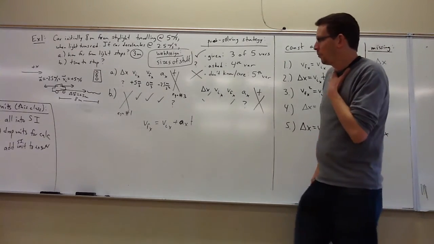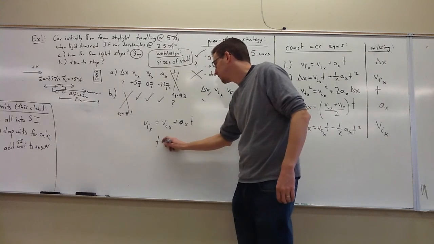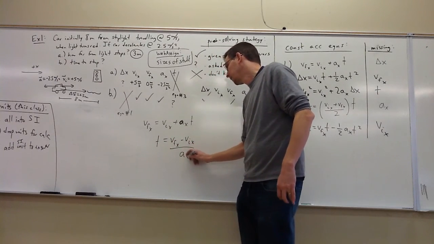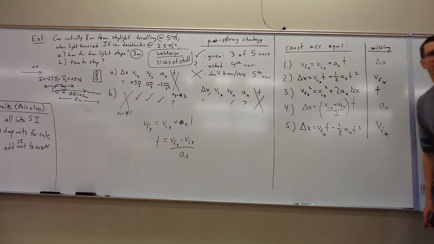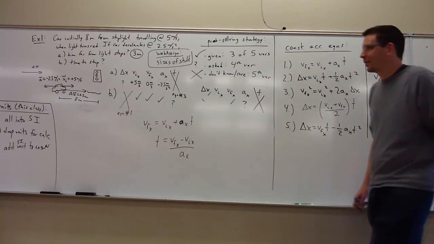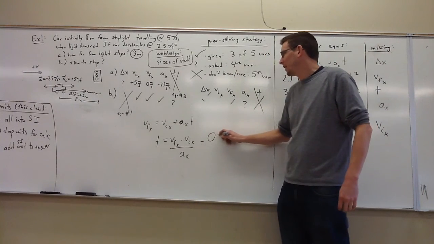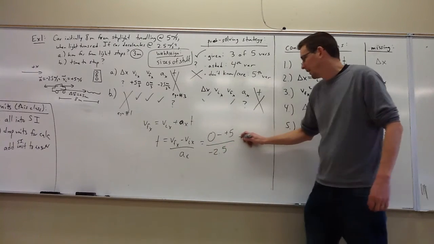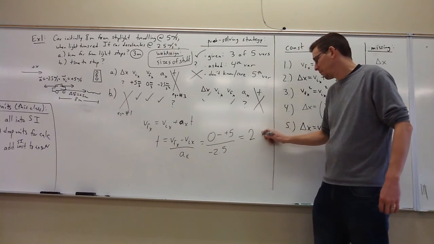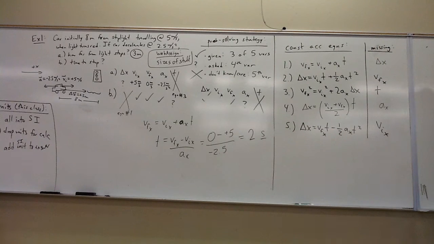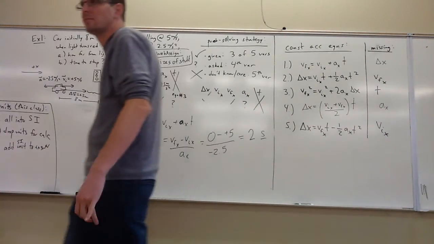Okay? I'm looking for the time, so I solve for the time in this equation, and then I'm going to take advantage of the fact that plugging in units is just kind of a big waste of time, so let me just plug in 0 minus positive 5 over negative 2.5. I divide those, I get 2. I throw on, it's a time, 2 seconds. What's the time to stop? 2 seconds. Just like that.